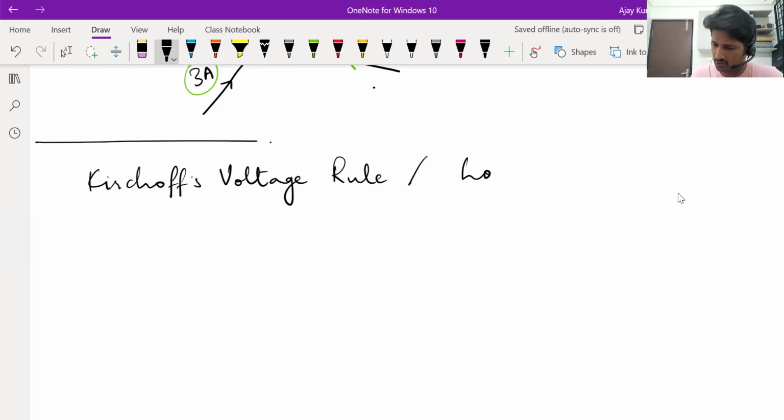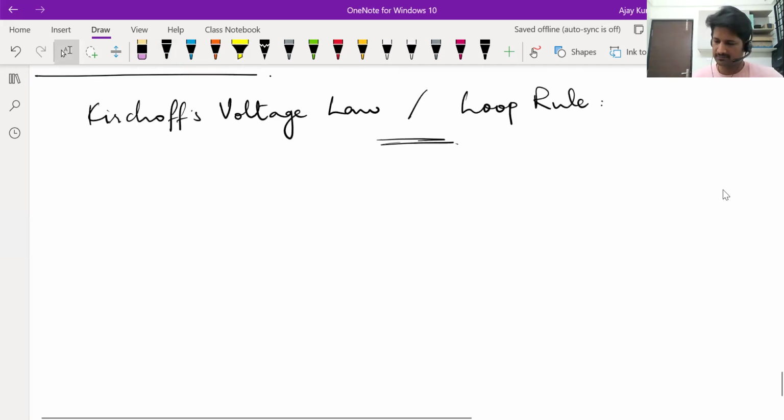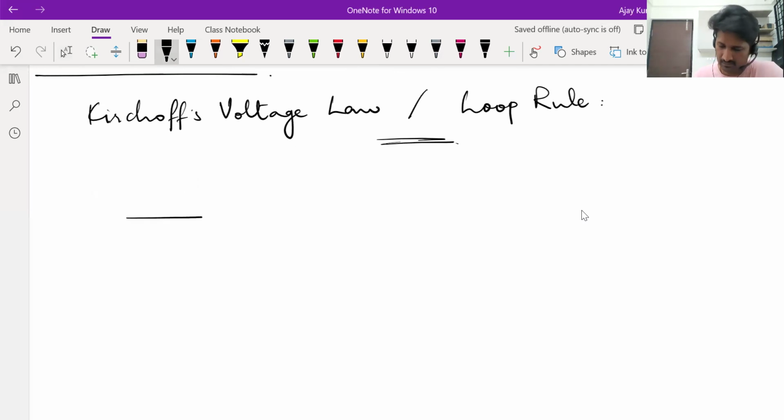Or it's also called the loop rule, voltage law. Those of you who have studied this chapter, can you tell what is KVL? The algebraic sum of the potentials at a point should be equal to zero. In a loop, the algebraic sum of potentials in a loop should be equal to zero. Potential changes in a loop should be zero, correct.